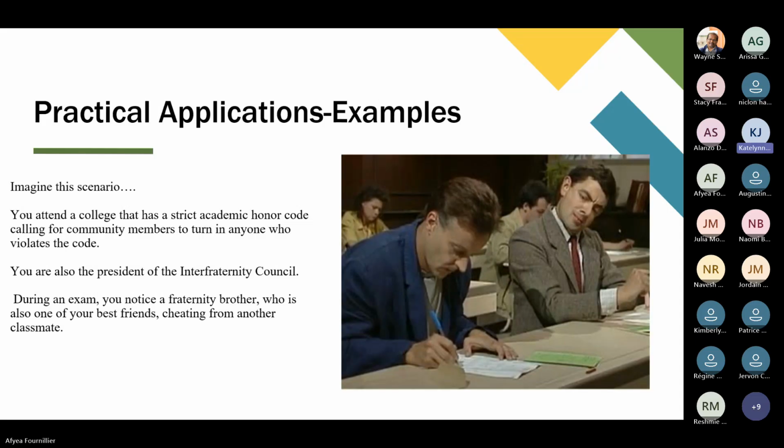So imagine this scenario. You attend a college that has a strict academic honor code calling for community members to turn in anyone who violates the code. You are also the president of the Interfraternity Council. During an exam, you notice that your fraternity brother, who is also one of your best friends, is cheating from another classmate.